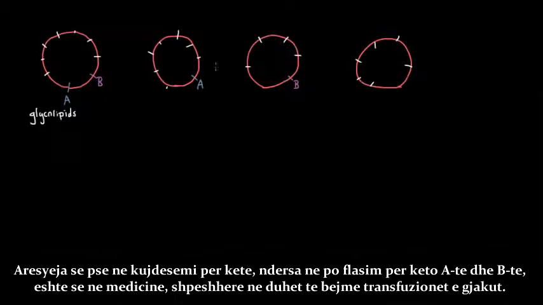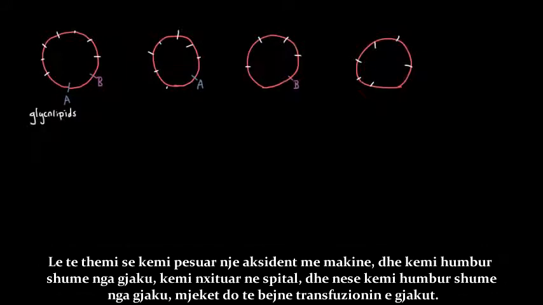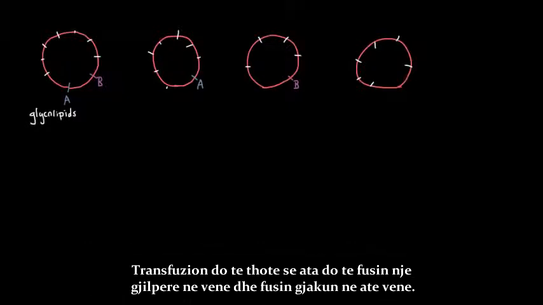Now, the reason why we care about this and why I'm talking about these A's and these B's is that in medicine, we often have to give blood transfusions. So let's say you got in a car accident and you lost a lot of blood. You're rushed to the hospital, and if you've lost enough blood, they'll give you a transfusion of blood. Transfusion just means they'll put a needle in your vein and pump blood into your veins.